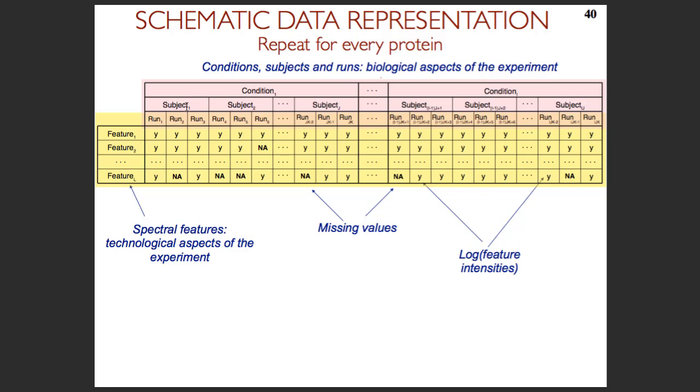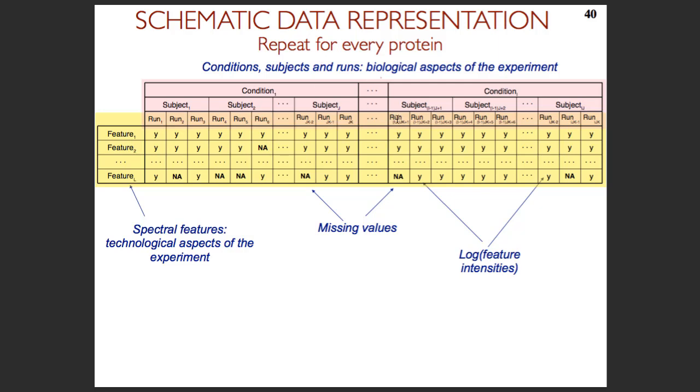And then we have biological replication, and the subjects are grouped in conditions. In group comparison designs, we will have different subjects in one condition and different subjects in another condition. If the experiment contains a time course, then we will have the same subjects in condition one and the same subjects in condition two. And so this is how MSstats will recognize that there is a time course aspect to this design.